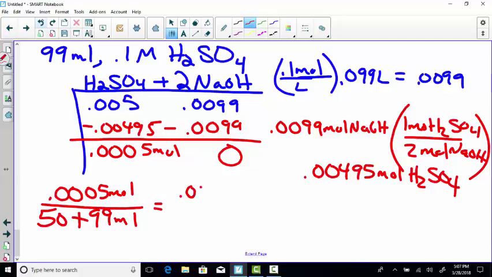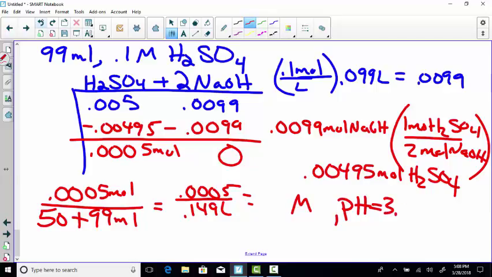So 0.0005 divided by 0.149 liters. Okay, and I didn't do molarity, so you can calculate the molarity, and then your pH on this one comes out to be 3.47. Okay, so even at this close, we're not at 7. Okay, we're only at 3.47.